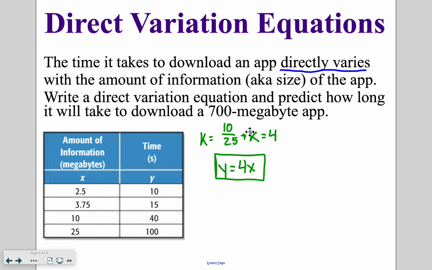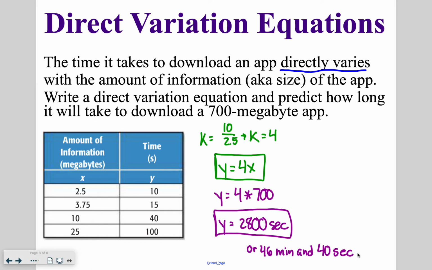Now it asks us how long it will take to download a 700 megabyte app. So go ahead and do that calculation on your own. So when you finish solving, you find out that it is 2,800 seconds, or 46 minutes and 40 seconds if you prefer to convert it to that other unit. You do not need to do that, but it is an option for this one.